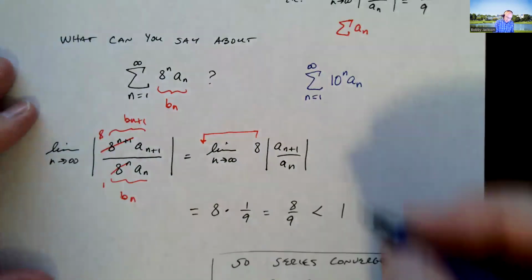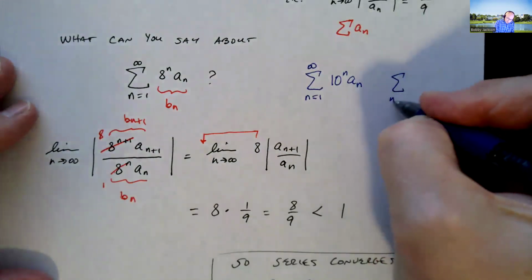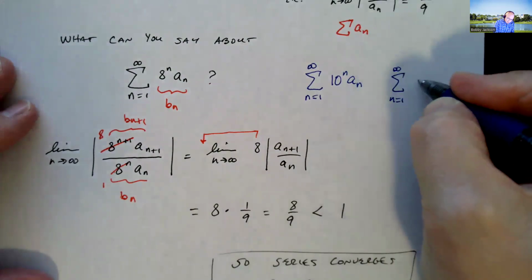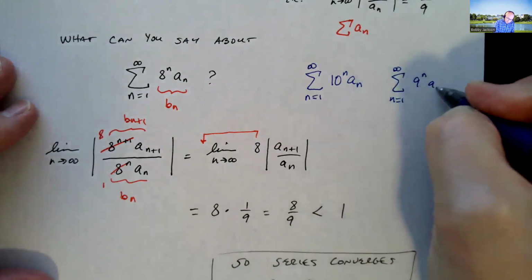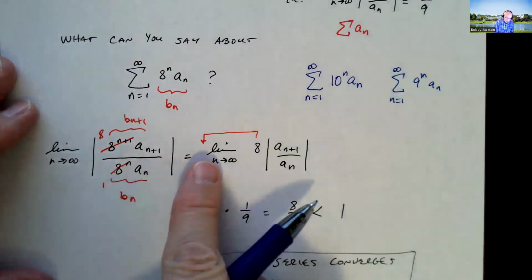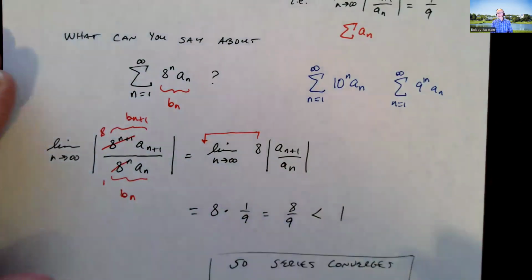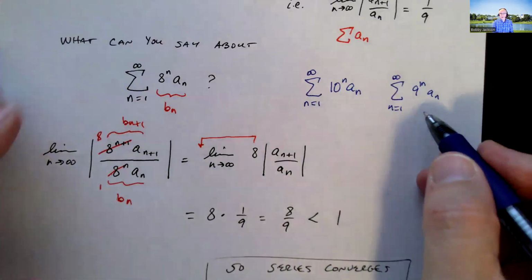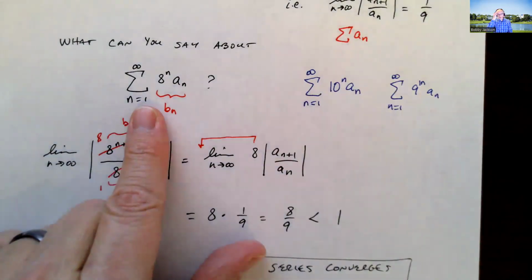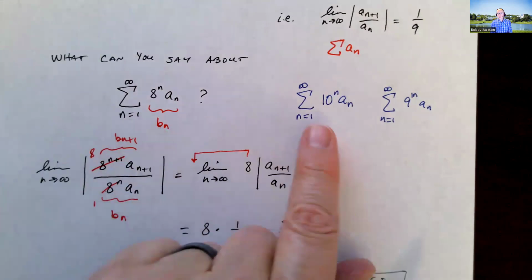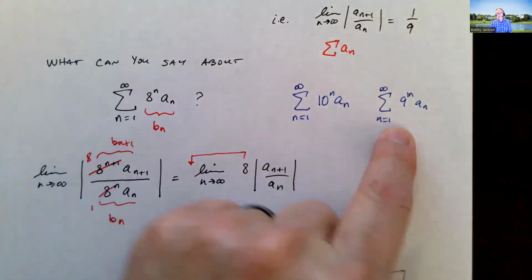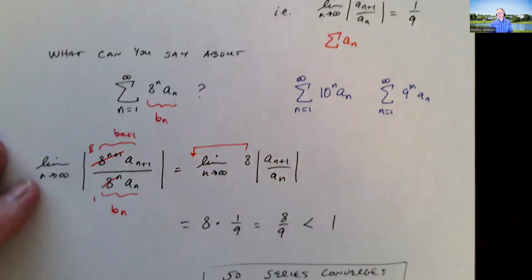And of course, if I had the series summation n equal 1 to infinity of 9 to the n times a sub n, what's going to happen? We're going to have a 9 here, and then 9 times 1/9 would be 1. In that case, the ratio test would be inconclusive. So here, we know that this series is convergent, this one's divergent, and this one's inconclusive. Okay. Hope this makes sense for this problem.